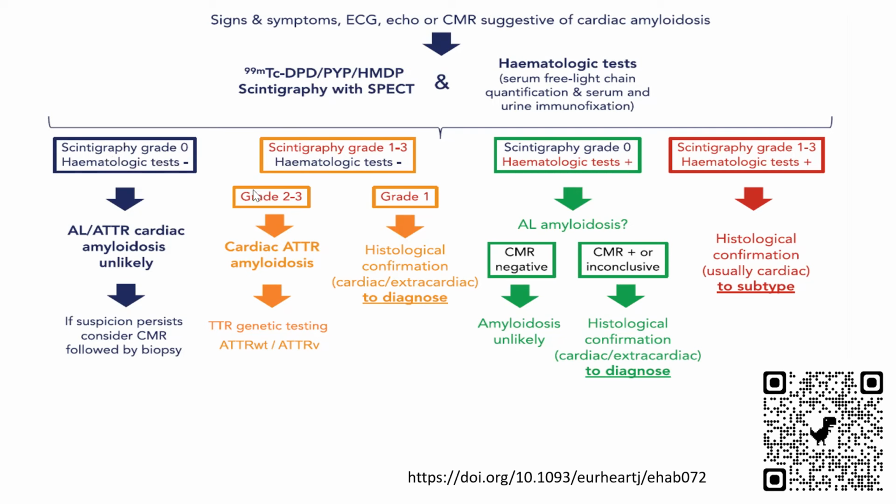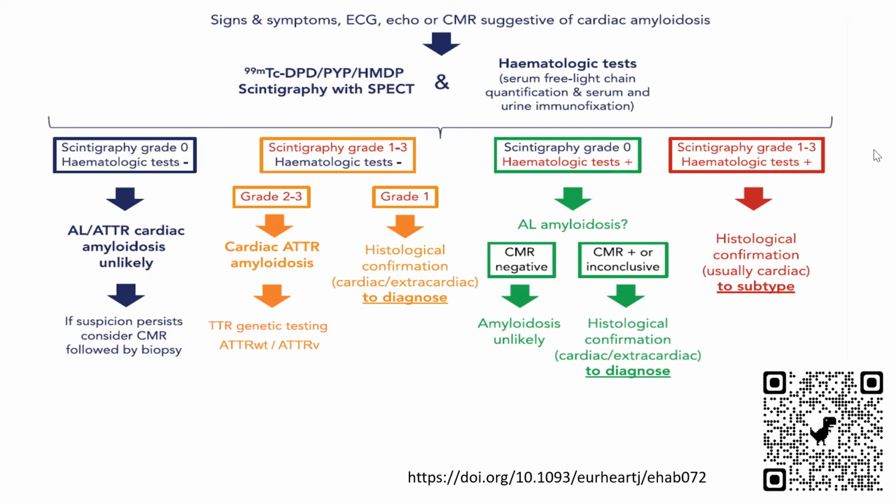If scintigraphy is grade 1 to 3 with a negative hematological test, then it is grade 2 or 3 cardiac amyloidosis, and for grade 1, hematological confirmation is needed. But if scintigraphy is 0 with monoclonal gammopathy present, then AL amyloidosis is likely; proceed with CMRI, or CMRI with another modality if CMRI is inconclusive. If CMRI is negative, then amyloid is unlikely. If CMRI is conclusive, then histological confirmation for cardiac or extracardiac diagnosis.